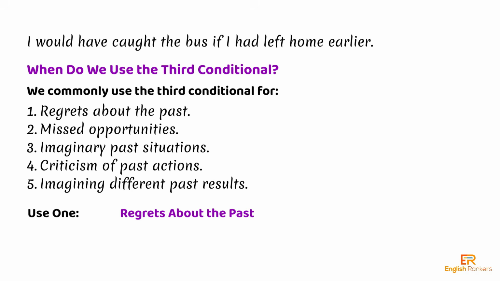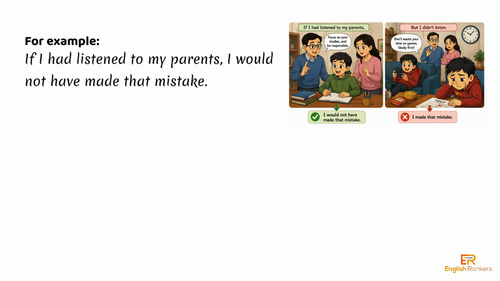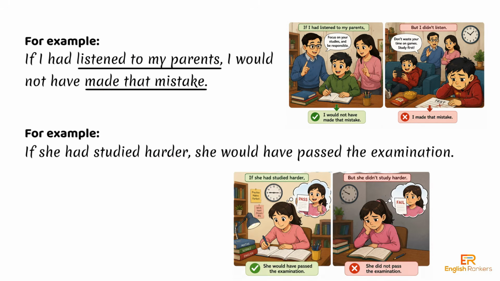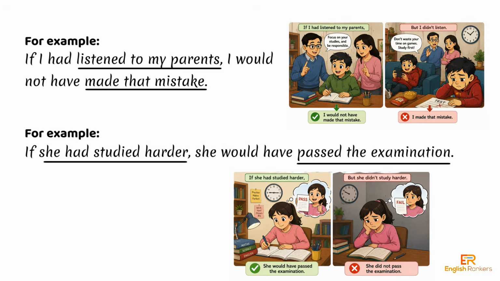Use 1. Regrets about the past. We use the third conditional when we regret something that happened or did not happen. For example, if I had listened to my parents, I would not have made that mistake. This sentence expresses regret. I did not listen to my parents. I made a mistake. Now I wish that I had acted differently. Another example is, if she had studied harder, she would have passed the examination. She did not study hard. She did not pass. Now she regrets her decision.